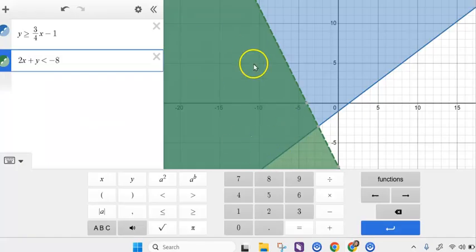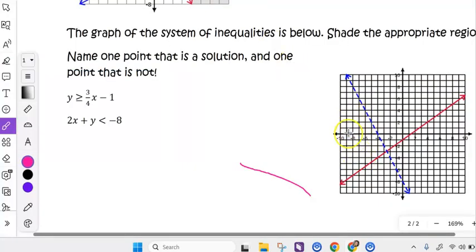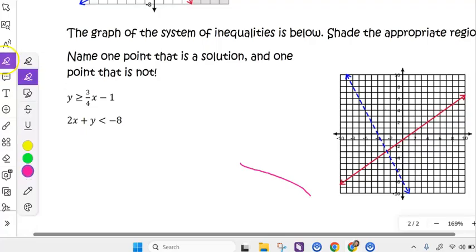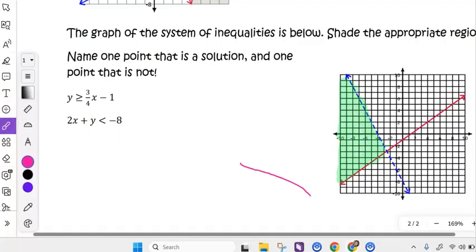So the double region is in between right over here, so it's going to be this right here. So let me go ahead and graph that, or shade. So this is where you would shade. And it wants to know one solution, one non-solution. So one solution would be any point in the shaded area. It can be on the red line, but it cannot be on the blue line because the blue line is dashed. So I'm just going to pick this point right here, which is -7, -3.